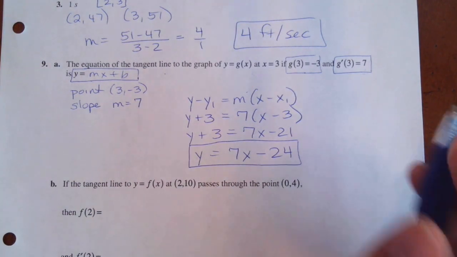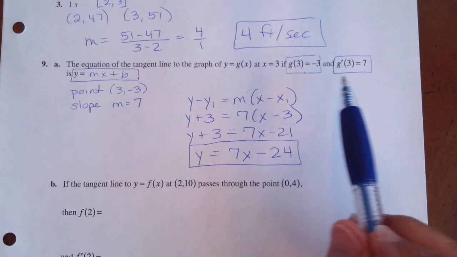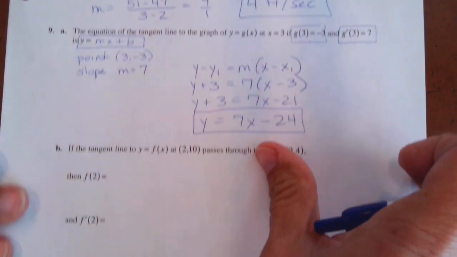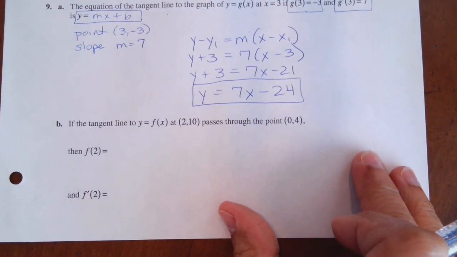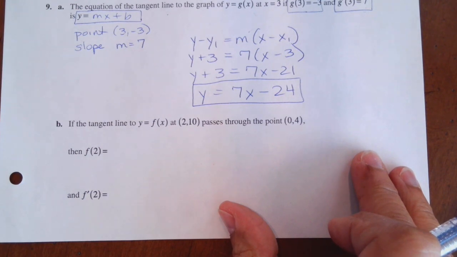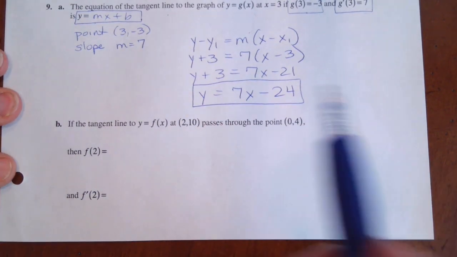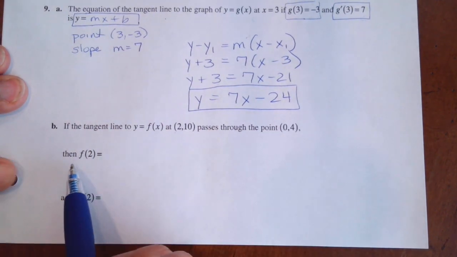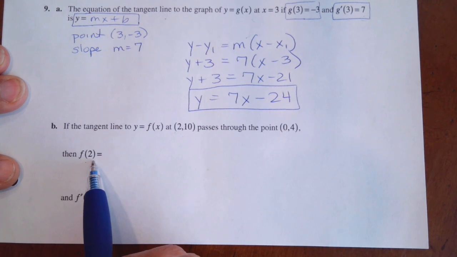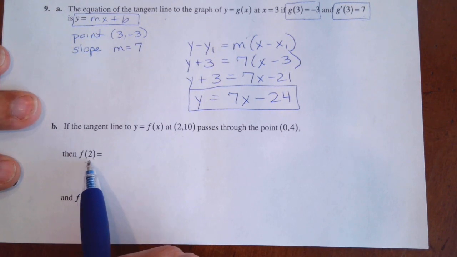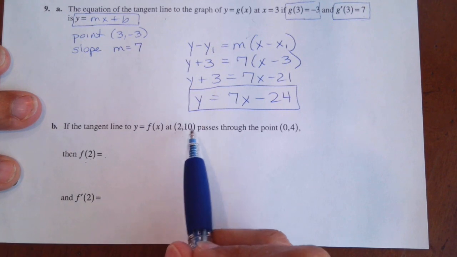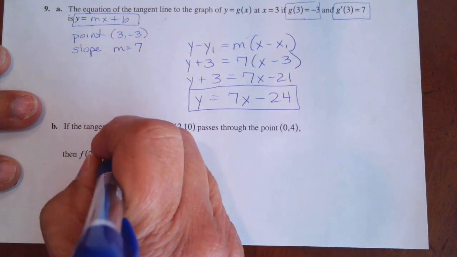Okay. So notation. Do you understand the notation? All right, and then in part B, if the tangent line to y equals f of x at 2, 10 passes through the point 0, 4, then what is f of 2? Again, that is notation. f of 2 means what is the y value when x is 2? So they gave you that, 10.